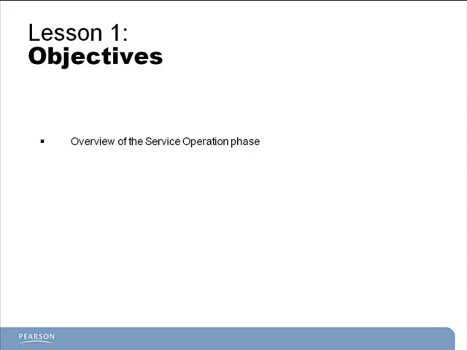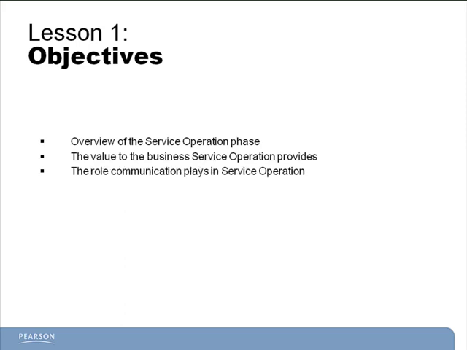Lesson 1 has 3 short objectives. First, we'll understand the purpose of the service operation phase with a brief overview of the book. Next, we'll learn about the value this phase provides to the business. And we'll wrap up with the different types of communication you can expect during the service operation phase.